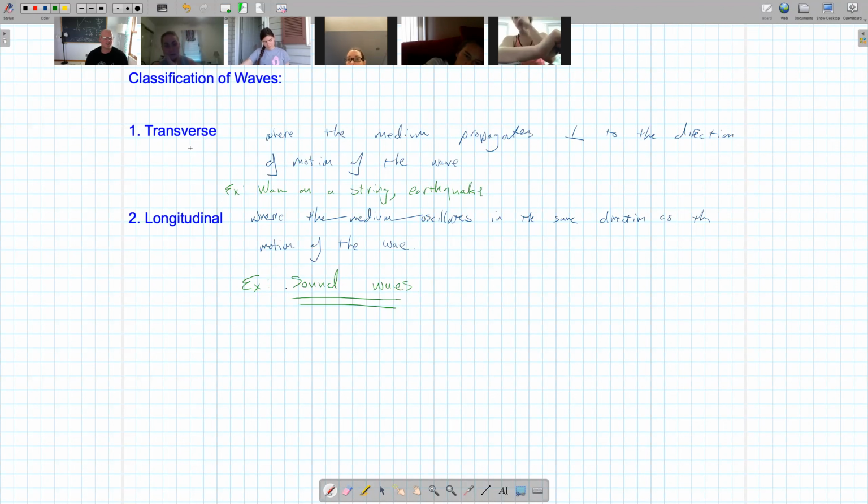Anyways, these are our classifications of waves. So we have transverse waves and we have longitudinal waves. Again, a transverse wave is one where the particles oscillate perpendicular to the direction of motion. In a longitudinal wave, they move in the same direction as the motion of the wave.